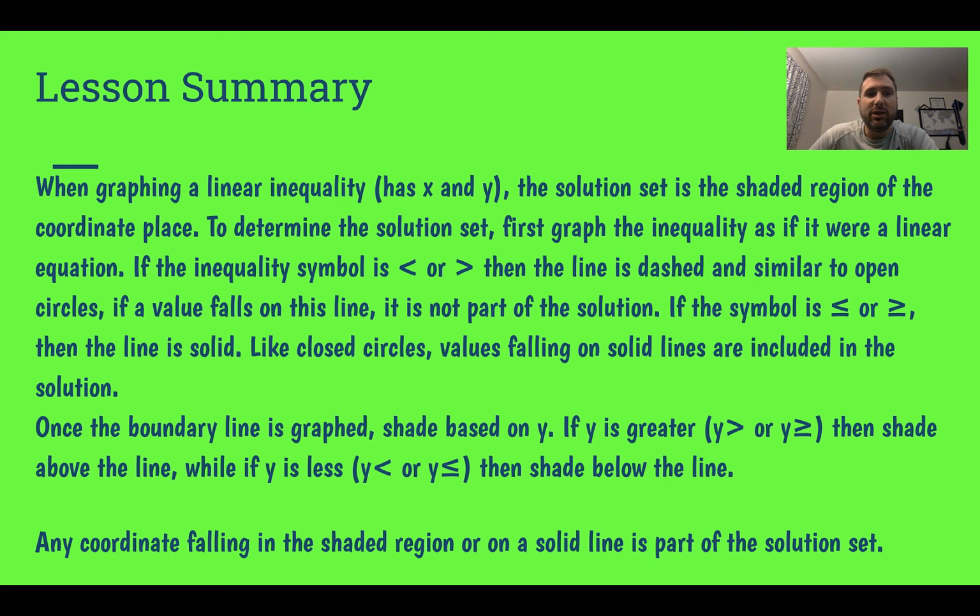In this lesson, we learned how to graph a linear or 2-variable inequality, meaning it has an x and a y. For these, your solution set is the shaded region. And to get this, first you just graph the inequality as if it was a line. Then you choose what type of line. So depending on what symbol, you're either going to make it dashed or solid. Then you need to decide if you're going to shade above or below, depending on how y is related in the situation.